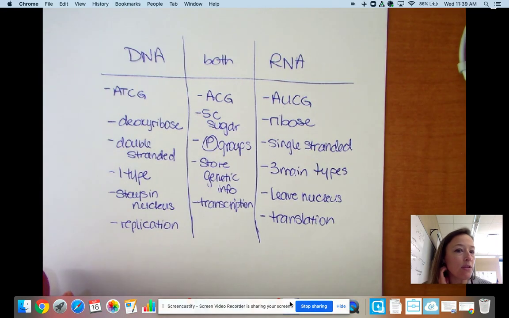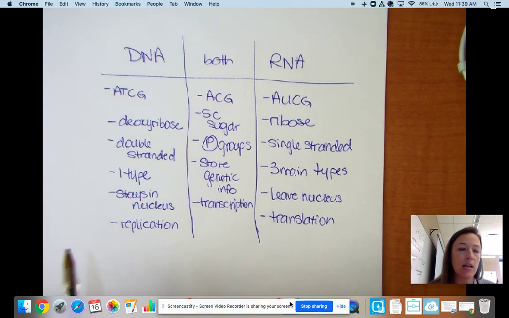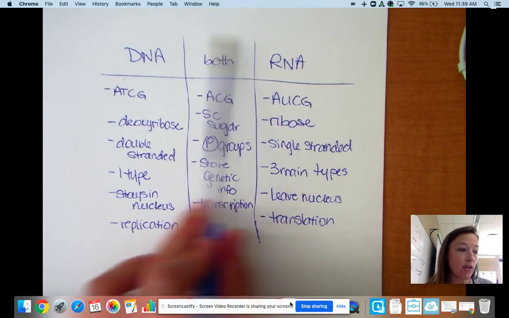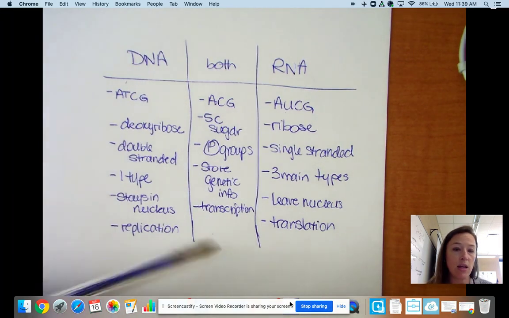So there may be a few other things, but those are the big ones as far as how they are different. So contrasting or comparing them, how they are similar.